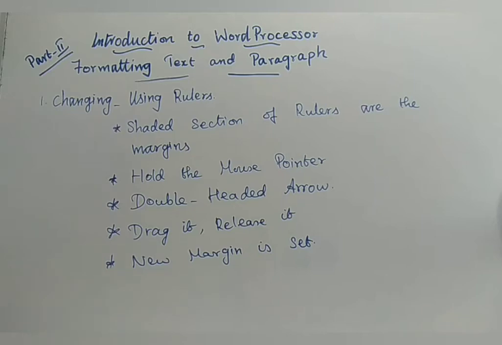So there you have to hold the mouse pointer. In which area? You will be having two colors, gray and white. In between, you hold the mouse pointer. In that area, the mouse pointer will automatically change into a double-headed arrow. Then what do you have to do? Yes, drag to the position which you need. Then release it. Then you can have your new margin.